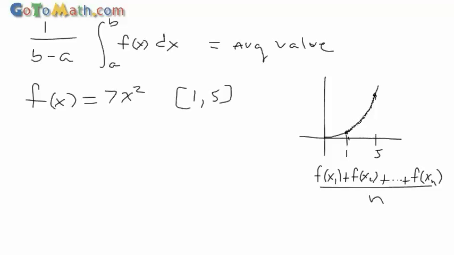And my guess is, let's guess on this one. What do you think? Right in here somewhere? The average. I don't know. I think it's close to 4 maybe. We'll say 4 is right here. No, wait a minute. And never mind. Let's actually figure this out. So 1 over 5 minus 1, take the integral, 1 to 5, 7x squared dx.